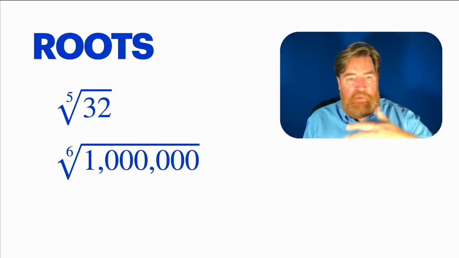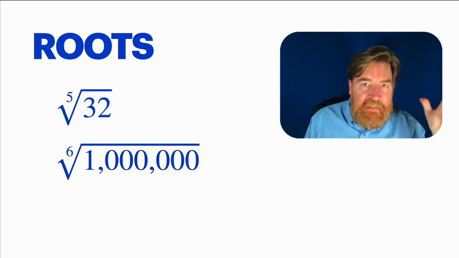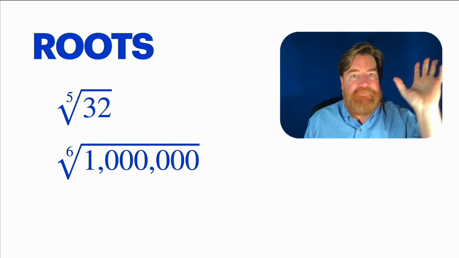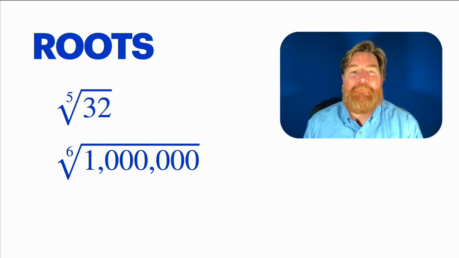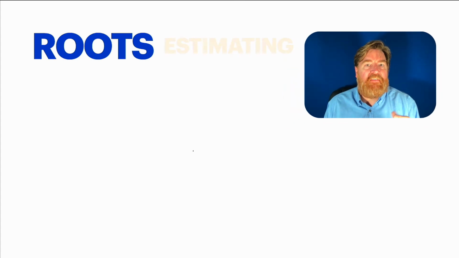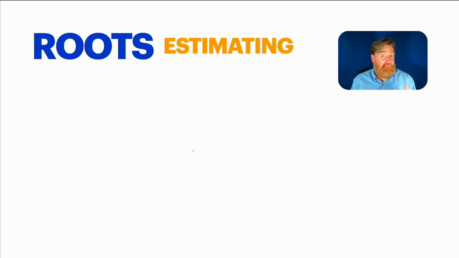Like, we can keep going. We can do 5th roots of a number, 6th roots of a number, okay? You just go as far as you want. But what if the root isn't so nice? Sometimes you got to estimate what the value of a root is.